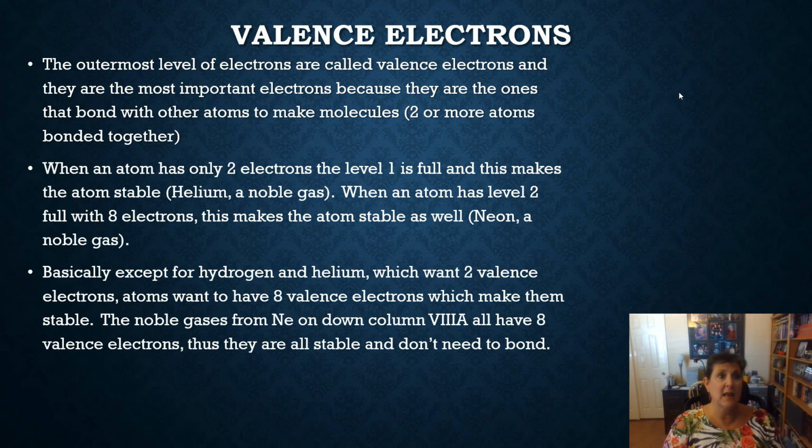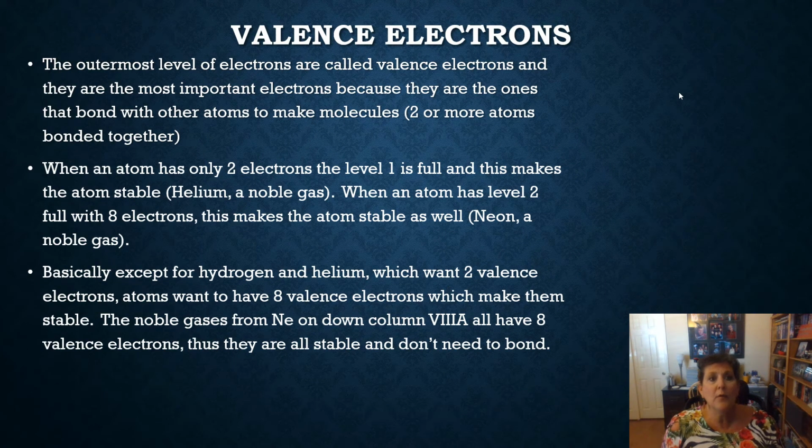Now, valence electrons. The outermost level of electrons are called the valence electrons. They're the most important electrons to the atom because they're the ones that can bond with other atoms and make molecules. Molecules mean you have 2 or more atoms and they're bonded together.